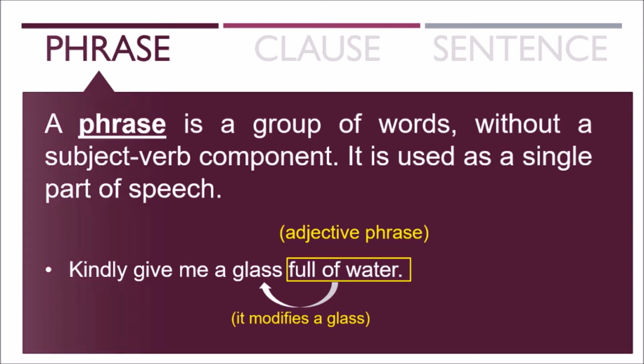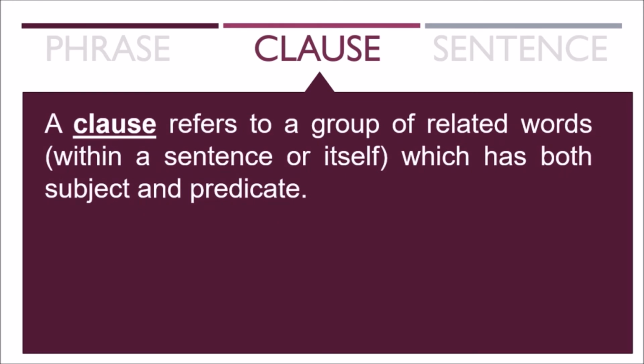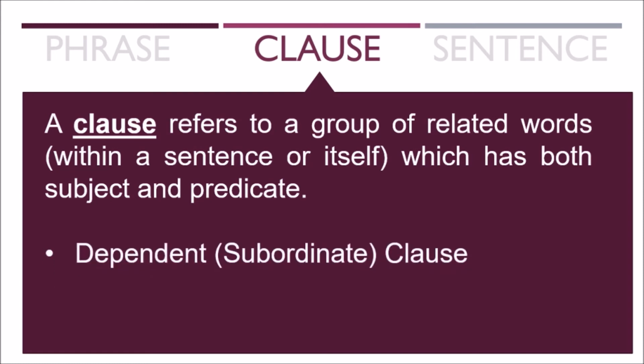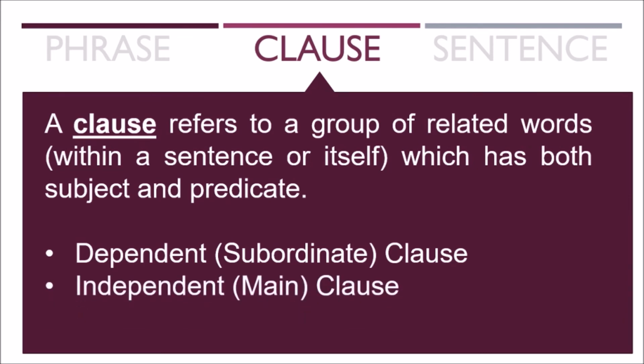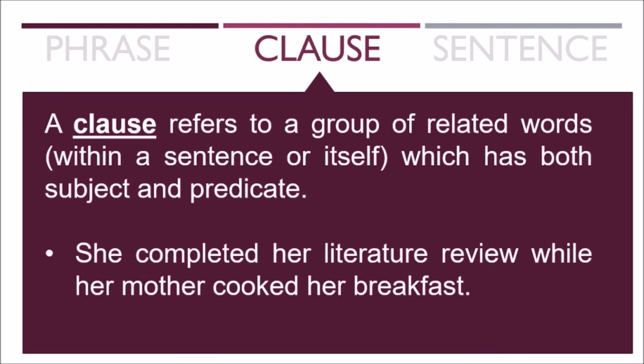Okay? Now let's go to our clause. It refers to a group of related words within a sentence or itself, which has both subject and predicate. Remember, when we talk about clause, we always have two kinds of it: the dependent or subordinate clause, and the independent or main clause. Now, let's read our sample sentence here. She completed her literature review while her mother cooked her breakfast. In this case, we have one independent clause shaded in blue and one dependent clause which is in yellow.